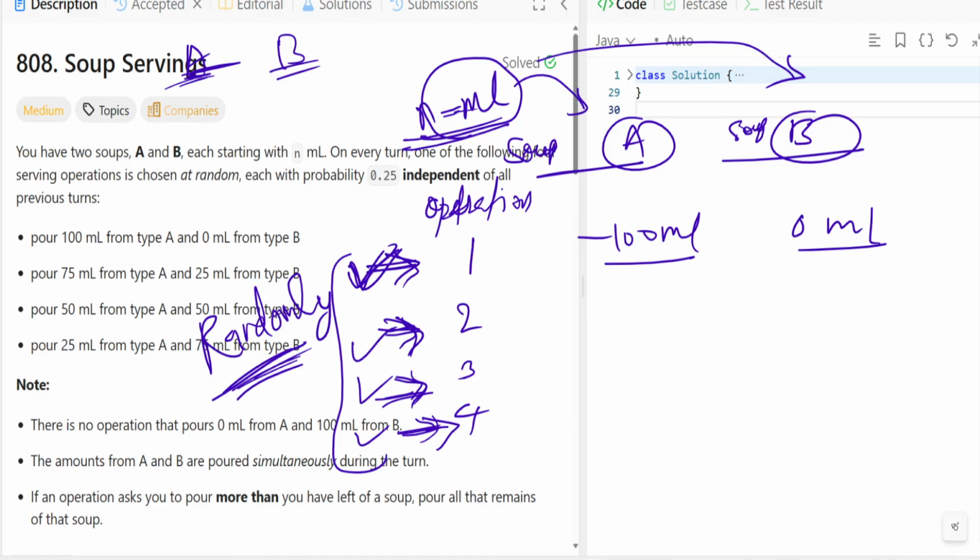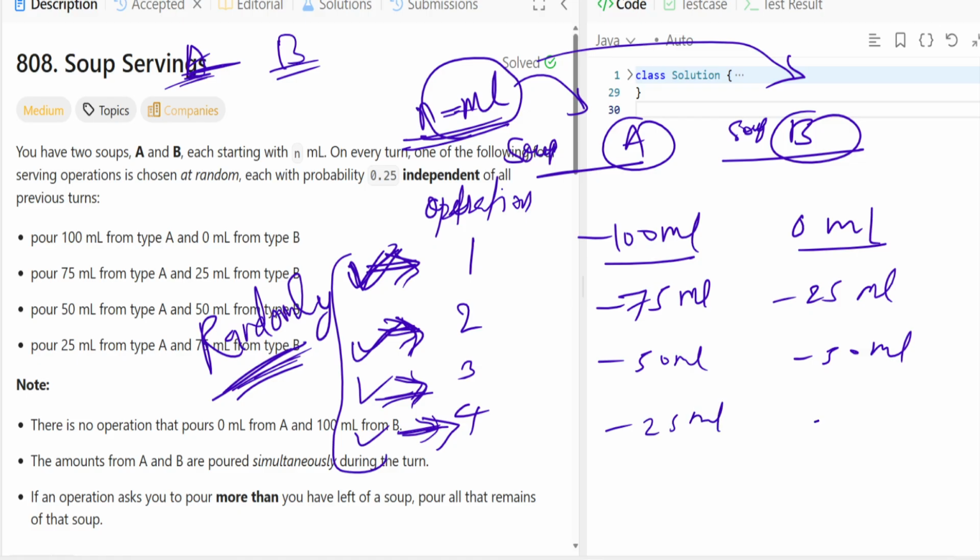Then we have operation 2: 75 ml from A and 25 ml from B. For operation 3, we have to use 50 ml and 50 ml, correct? And for the fourth we will use 25 ml and 75 ml. Only these operations we are allowed. Other than these operations, it is not allowed as per the question. I hope you understand.